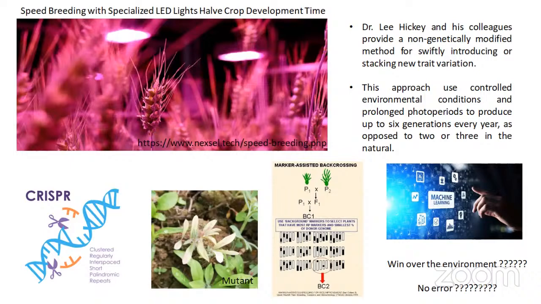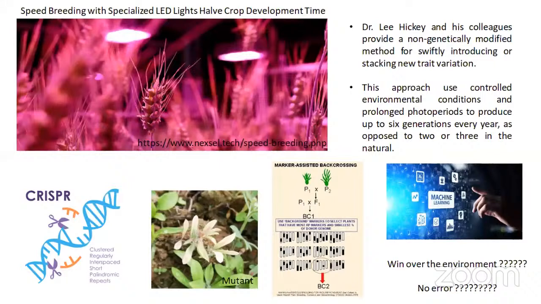This speed breeding approach uses controlled environmental conditions and prolonged photoperiods to produce up to 6 generations. I was telling 5 generations, but theoretically you can get 6 generations in a particular year, as opposed to the traditional 2 or 3 times growing in natural conditions. So this is speed breeding, and people are trying to adapt this. Why do people get results so quickly while working in Drosophila or in microbes? Because their multiplication rate is very high in a very short period of time. But in the case of plants, I have to wait a complete year just to see my segregants. So people have reduced the time. But now what is left is how can I minimize the error?